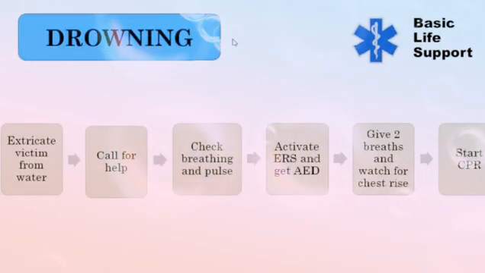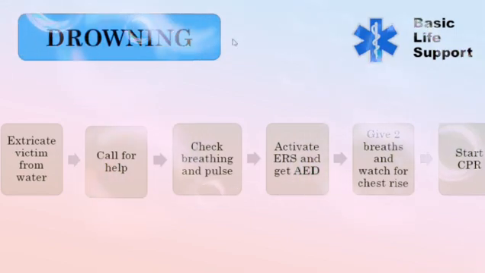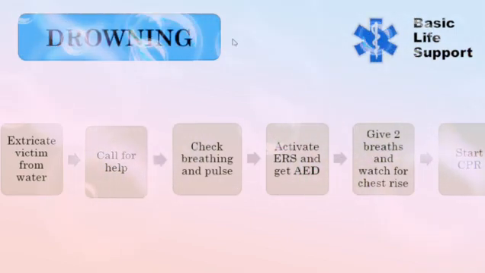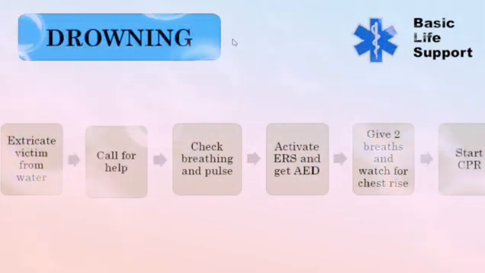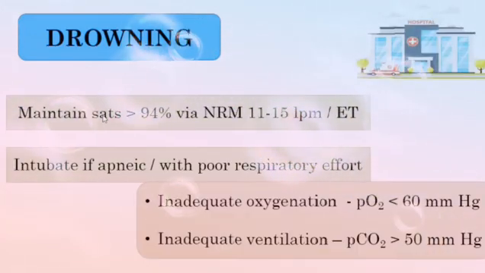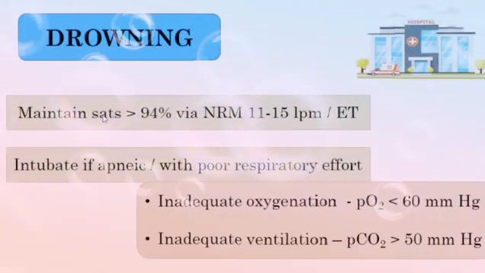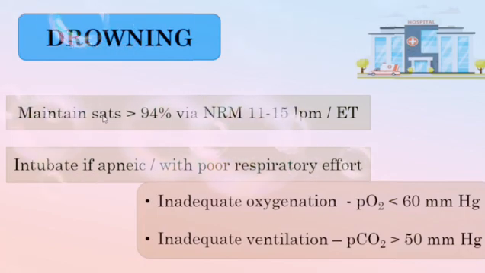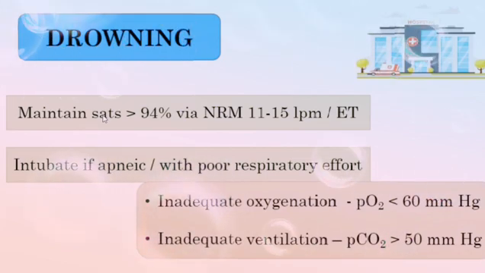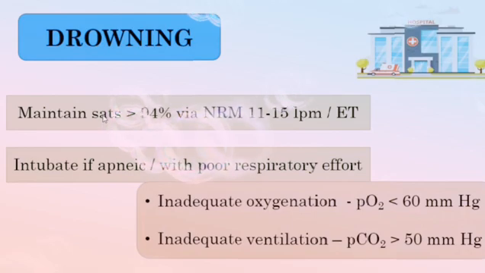Extricate the victim from water, call for help, check the breathing and pulse, activate the EMS and AED, give 2 breaths and watch for chest rise, start CPR. Maintain SATs at 94% via NRM at 11 to 15 LPM, which is lesser than ET. Intubate if apneic with a poor respiratory effort, inadequate oxygenation like PO2 lesser than 60 mmHg, or inadequate ventilation like PCO2 greater than 50 mmHg.